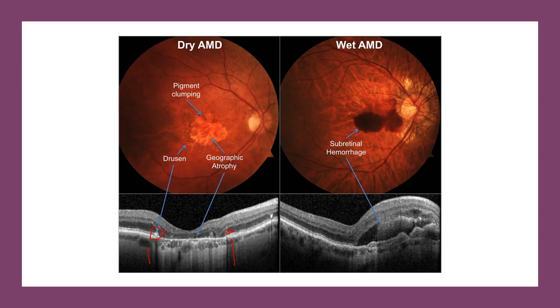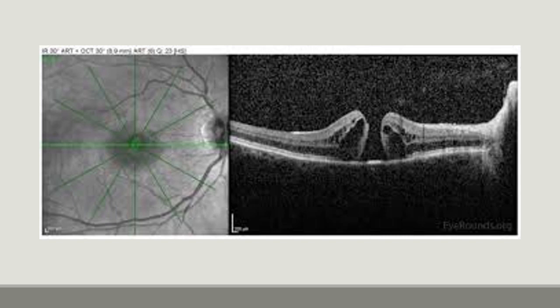And here in the wet AMD, we can see that there is a loss of Bruch's membrane, and we can see these variable reflectivity things beneath the retina and in the retina. So this is actually detecting the subretinal hemorrhages.